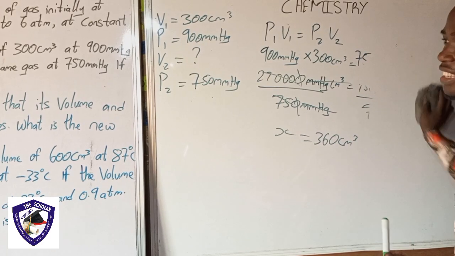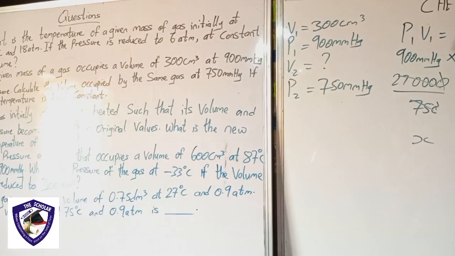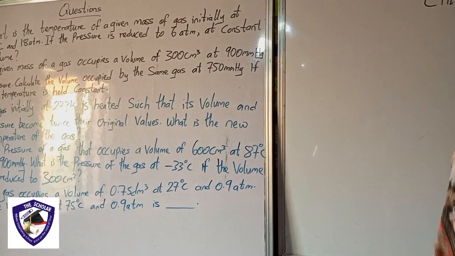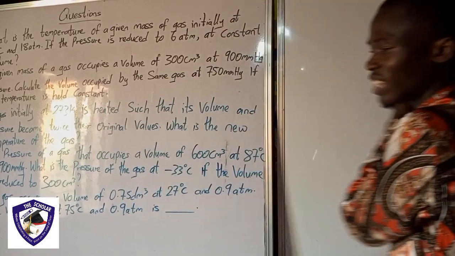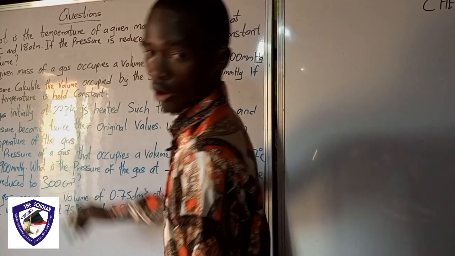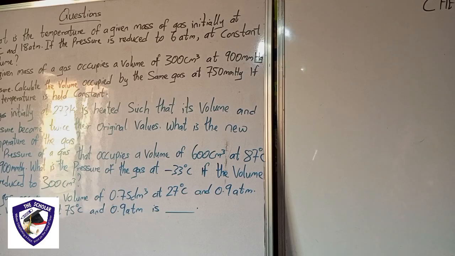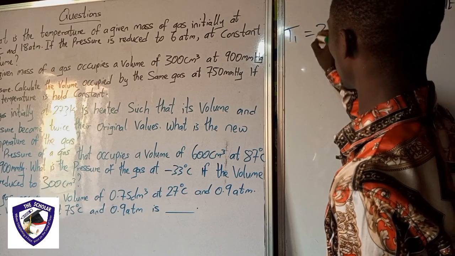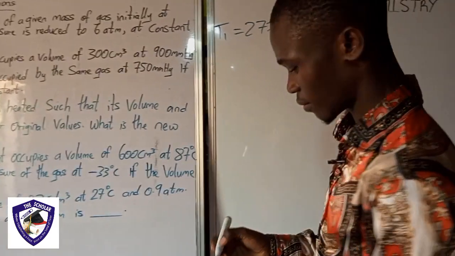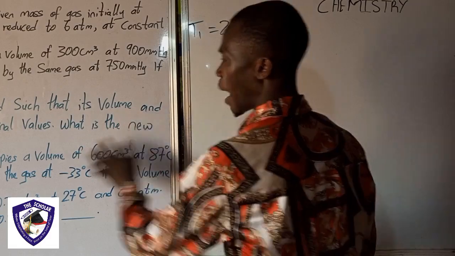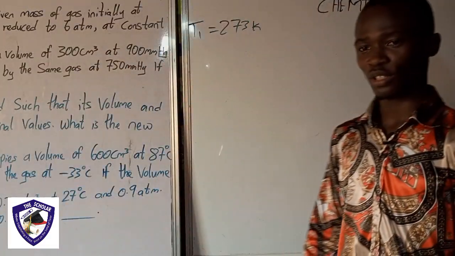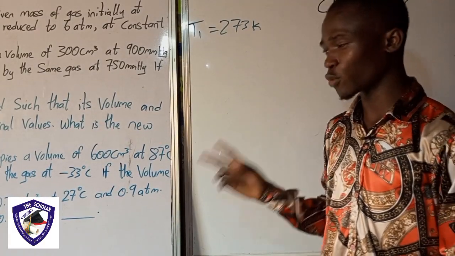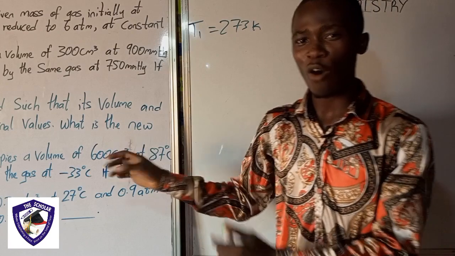The third question says a gas initially at 273 Kelvin is heated such that its volume and pressure become twice their original values. What is the new temperature of the gas? Now let's write out the parameters first. A gas initially at 273 Kelvin, it means T1 is equal to what? 273 Kelvin. Such that its volume and pressure become twice their original values. The pressure and volume become 2 times. That's the meaning of twice. 2 times their what? Their original values.